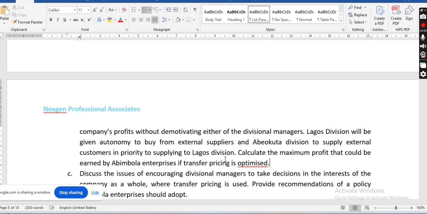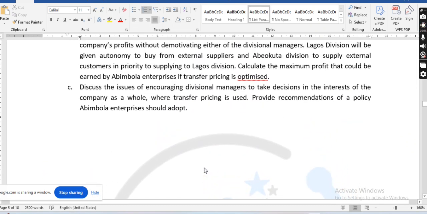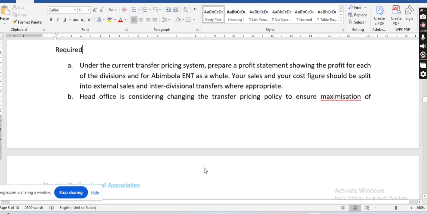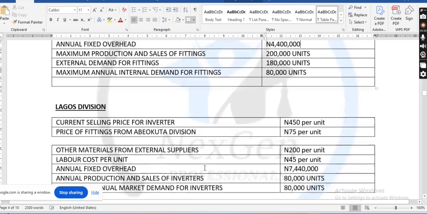without considering any policy. Now calculate the maximum profit that could be earned by Abimbola Enterprise if transfer pricing is optimized. Discuss the issues of encouraging divisional managers to take decisions in the interest of the company as a whole, where transfer pricing is used. Provide recommendations of a policy Abimbola Enterprise should adopt. Right? So this is one of the compulsory questions of ICAN.